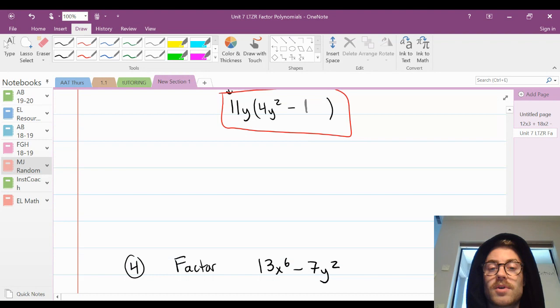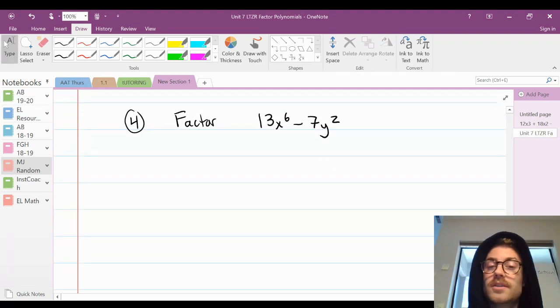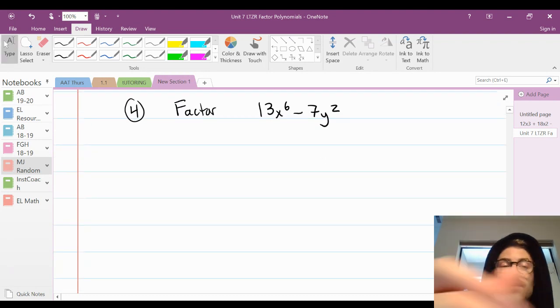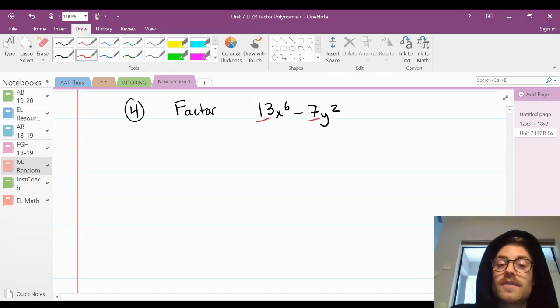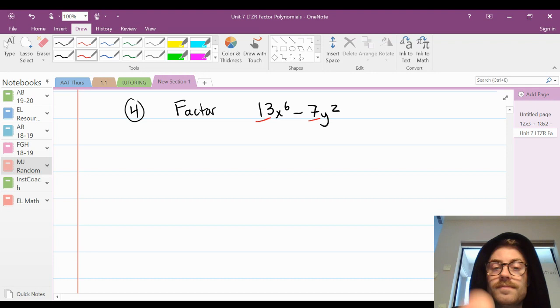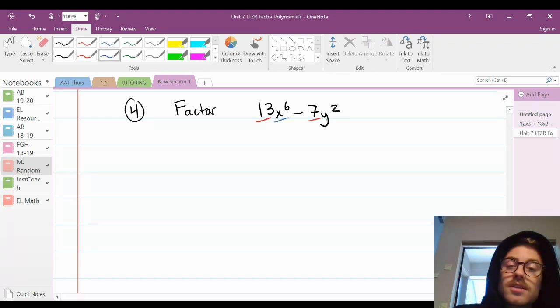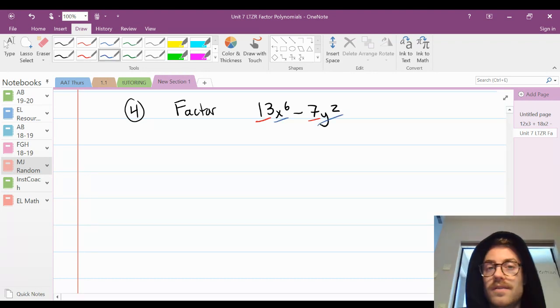And for our last problem, we are asked to factor 13x to the 6th minus 7y squared. First, I look for a GCF. 13 and 7 numerically have nothing in common. Then I look at x to the 6th and y to the 2nd. They have nothing in common. At this point, I cannot factor out any greatest common factor other than the number 1.